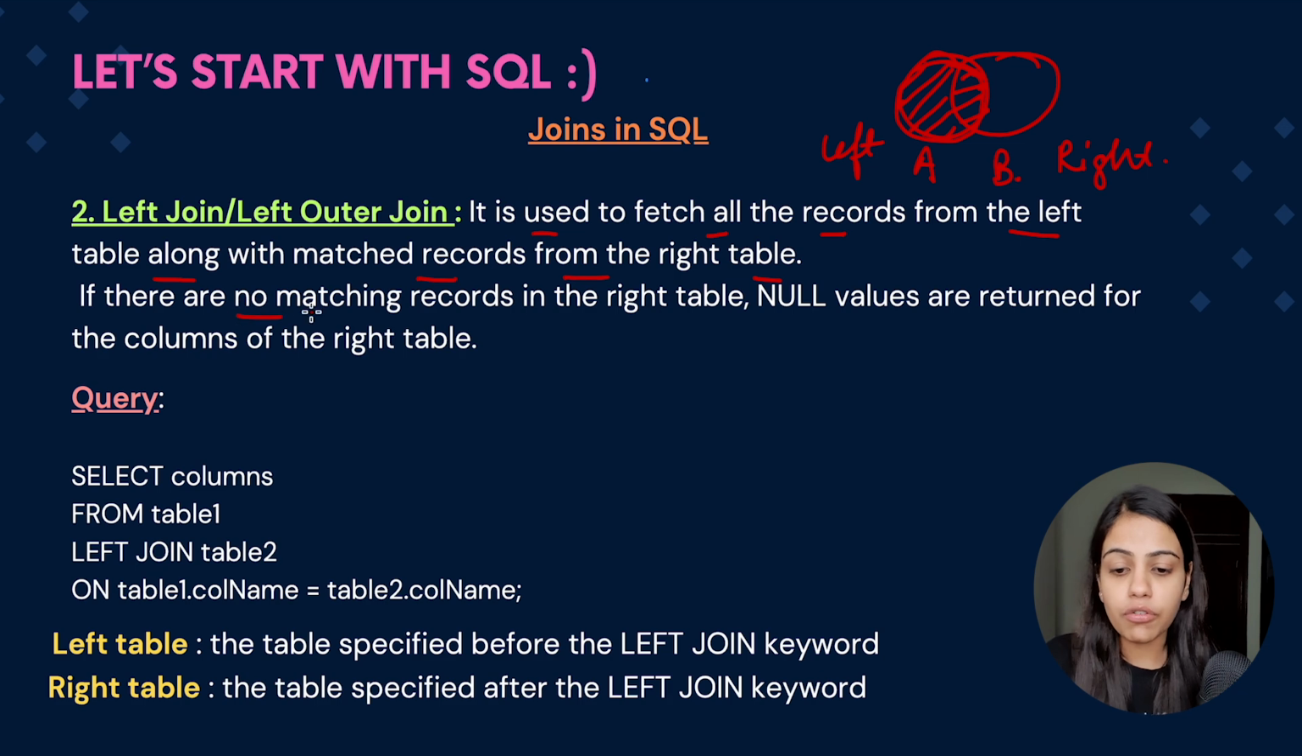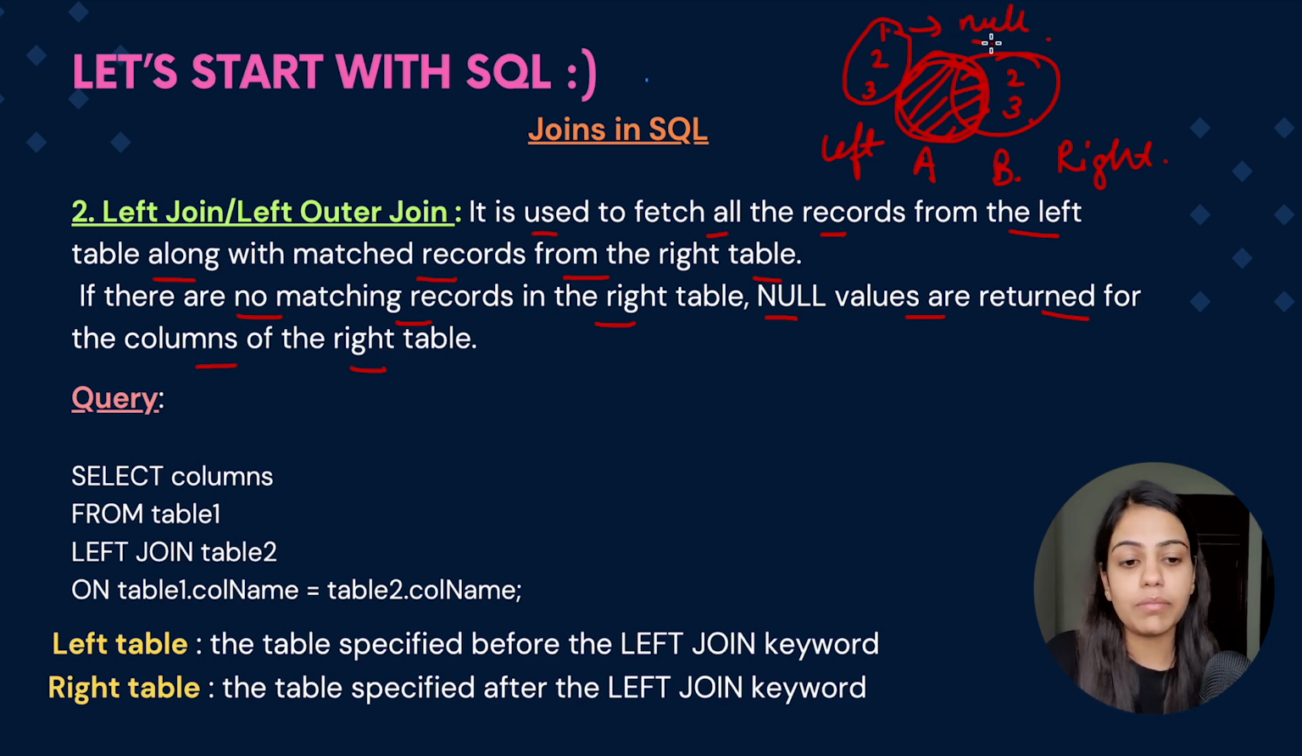Now if there are no matching records in the right table, null values are returned for the columns of the right table. Consider that in the left table there are records 1, 2 and 3, and in the right table there is only 2 and 3. So for the left table it will take all the records 1, 2 and 3, but there is no 1 present in the right table. So the columns present in the right table will be filled as null.